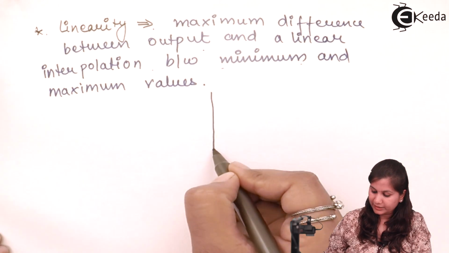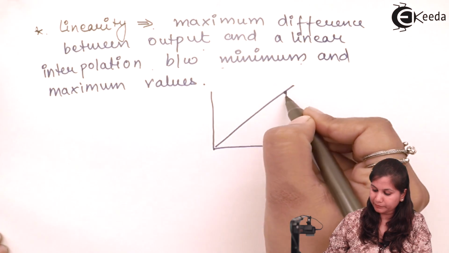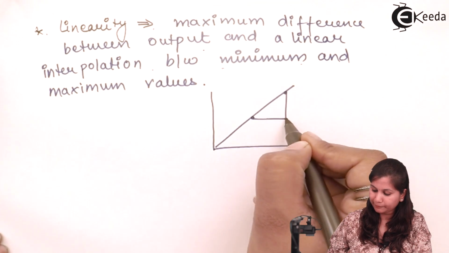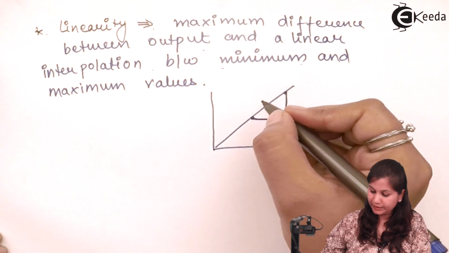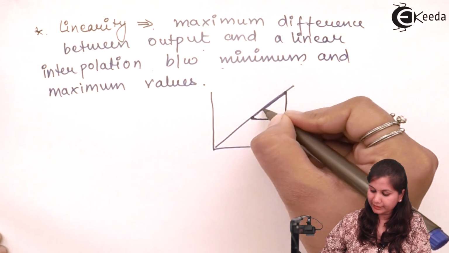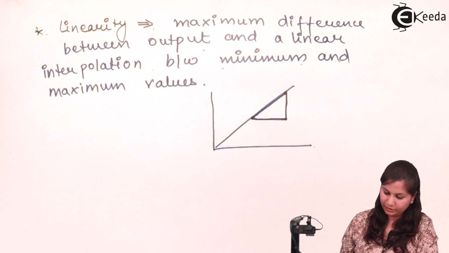Suppose that this is our graph, this is our output, and these are the maximum and the minimum values. So the difference between the output and the line between the maximum and minimum values is the linearity. Okay.